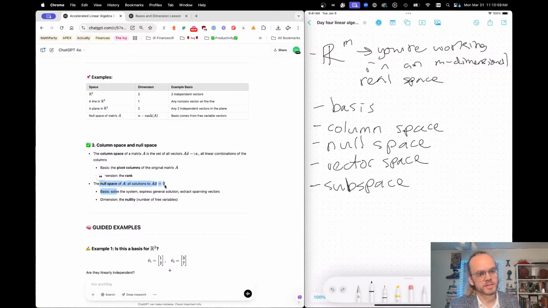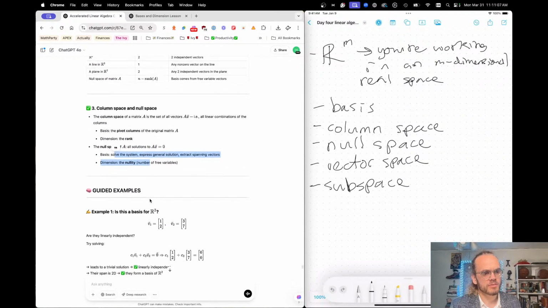The null space is all solutions where something times the vector equals 0. All right, I have no idea what they're talking about here.